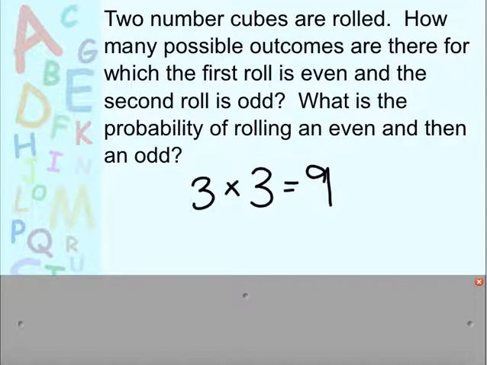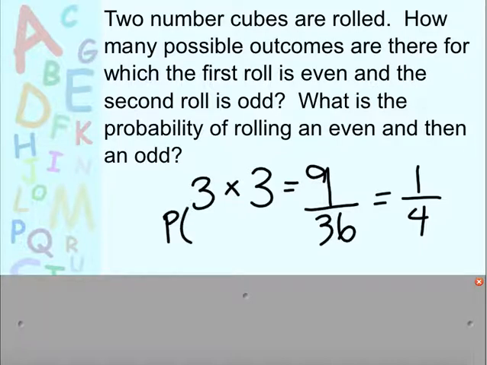So what's the probability of rolling an even and then an odd? Well, there's a couple ways to see it. Number 1 is saying there are 9 outcomes that make me successful out of all my 36 possibilities, because there's 6 on the first, 6 on the second, so there's 36 total. And we get a probability of 1/4. Another way is to say, well, what's the probability of getting even?